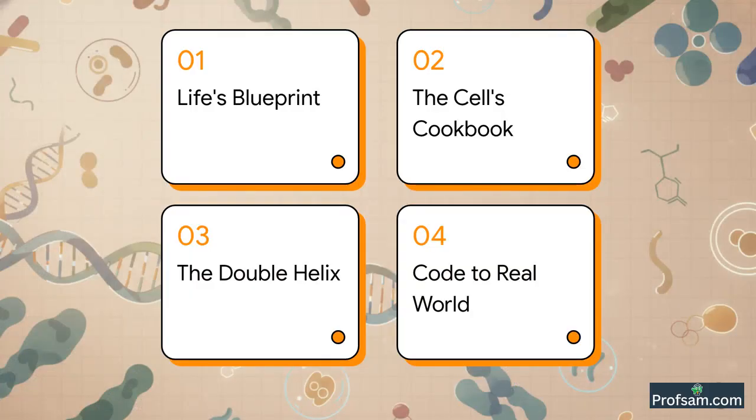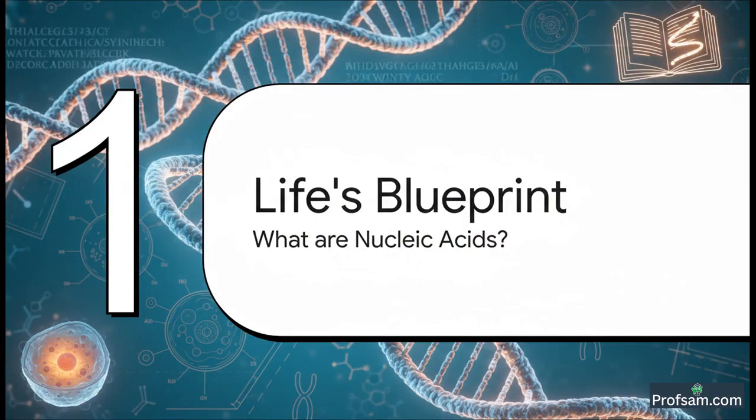So here is our plan for today. First, we'll understand life's information blueprint. Then, we will use a simple analogy called the master cookbook of the cell. After that, we will actually visualize the famous double helix. And finally, we will connect this code to the real world with some amazing examples. Let's begin. All right, so Section 1, Life's Information Blueprint.